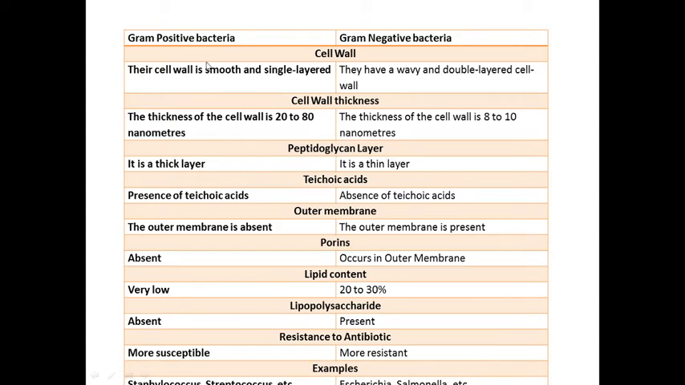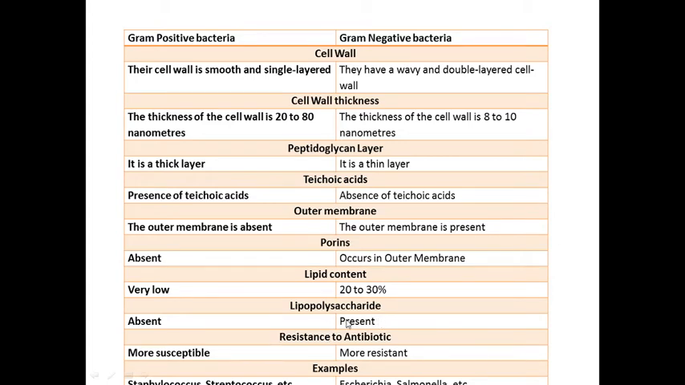Peptidoglycan layer is thick in gram positive, thin in case of gram negative. Teichoic acids are present in gram positive but absent in gram negative. Outer membrane, again, is absent in gram positive, present in gram negative. Porins, as I told you. Lipid content in gram positive, I told you, is very low, but in gram negative it is high. Lipopolysaccharides are absent in gram positive, present in gram negative.